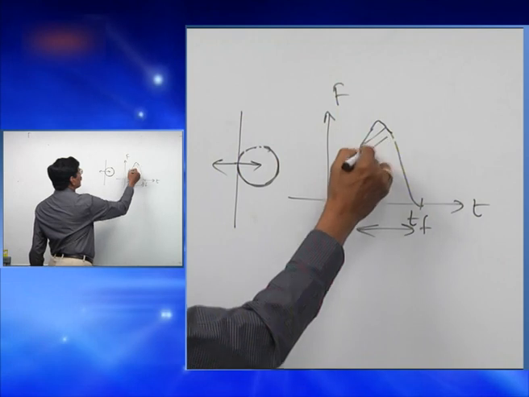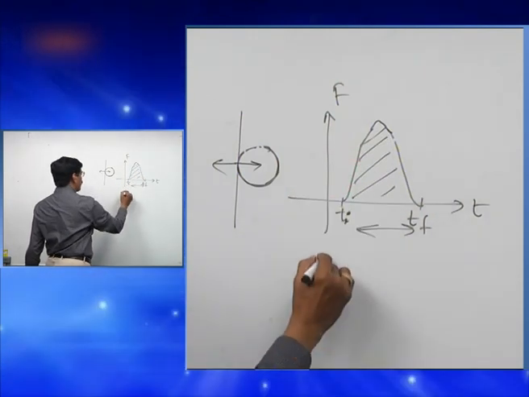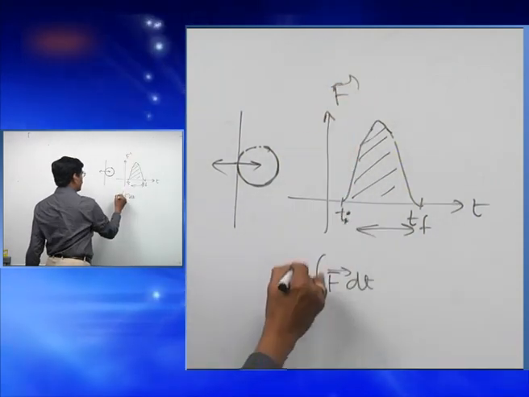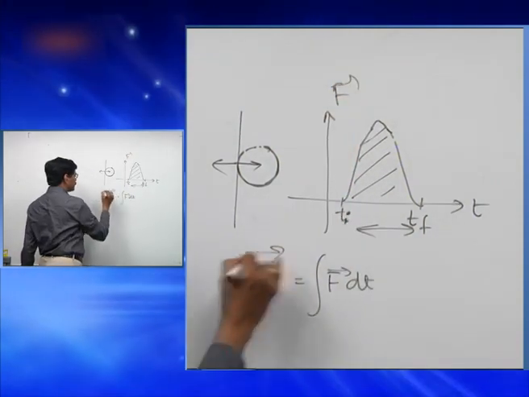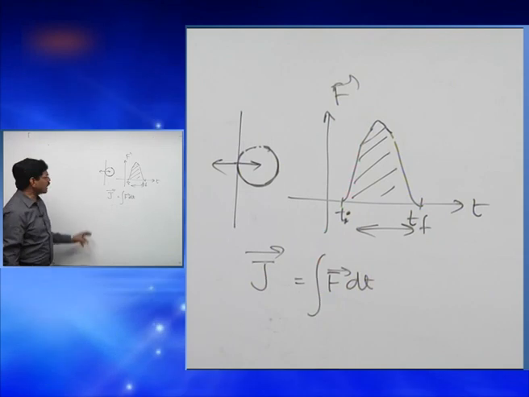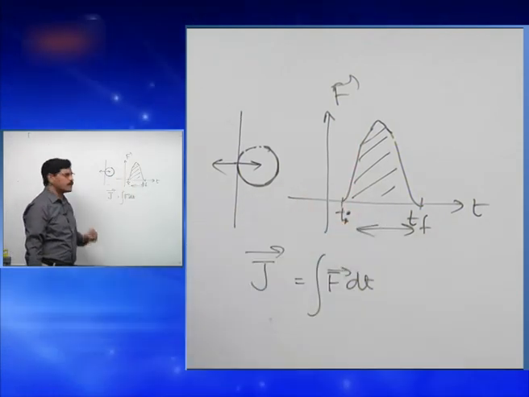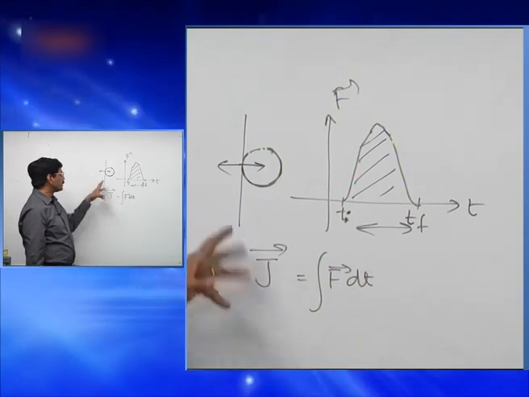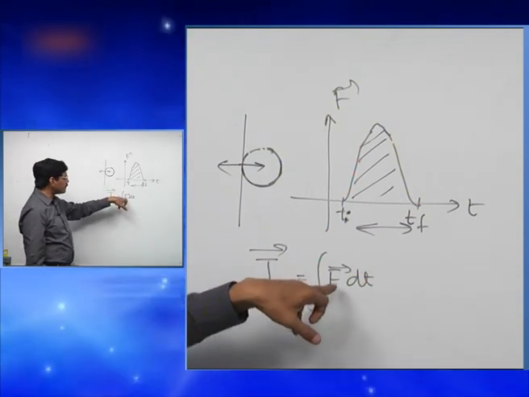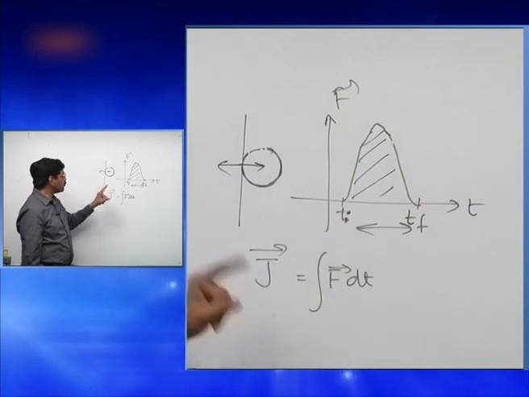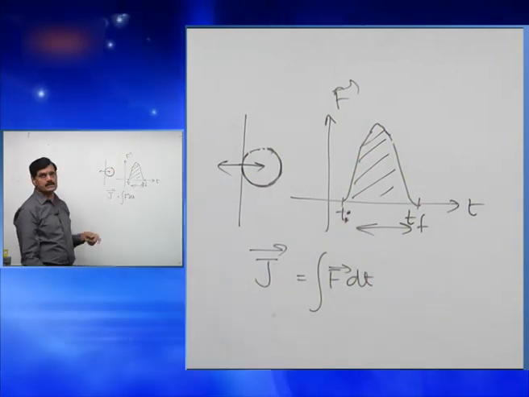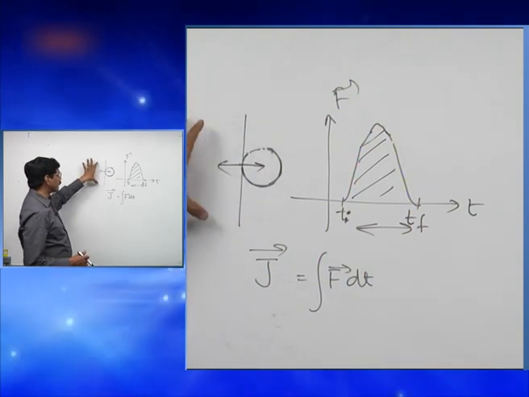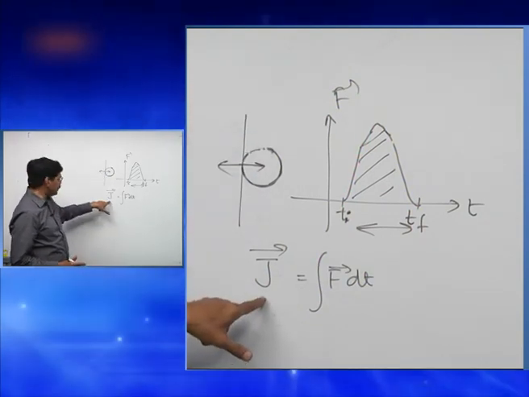The area under this curve is what we call the integral of f dt. This is what we call impulse. So, it is the cumulative effect of force in a short interval of time. Therefore, we cannot calculate the force and time here, but we will be able to make use of its effect, the impulse. Both ball and bat experience impulse.